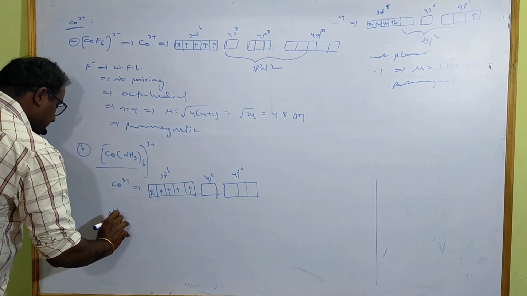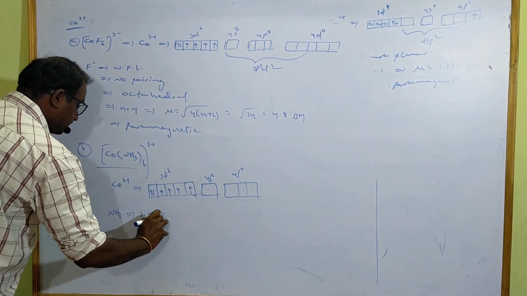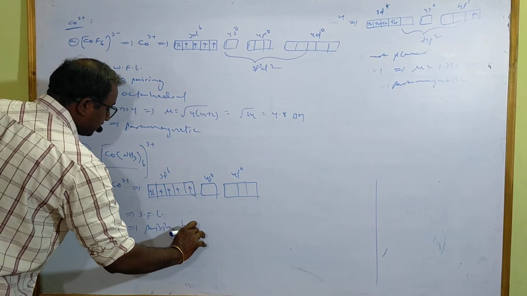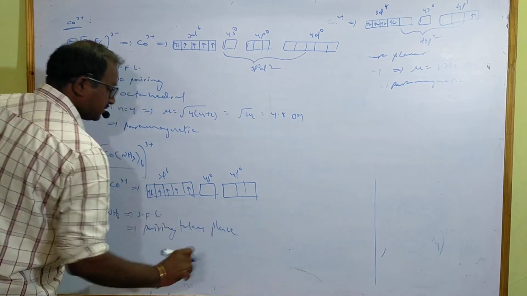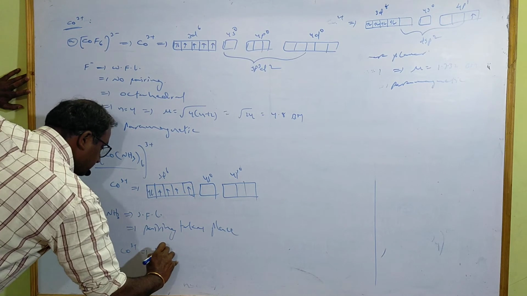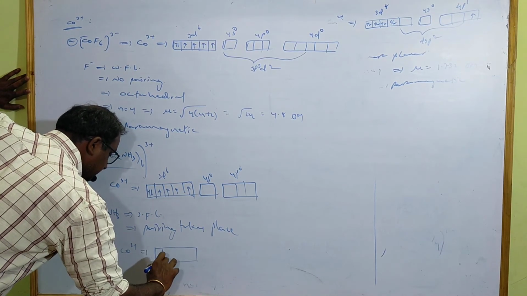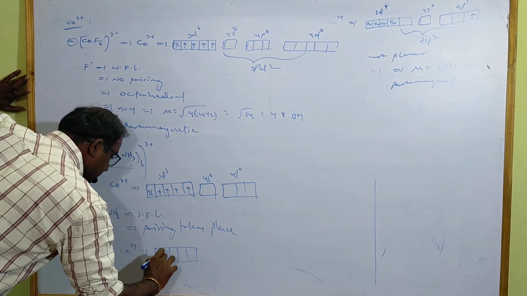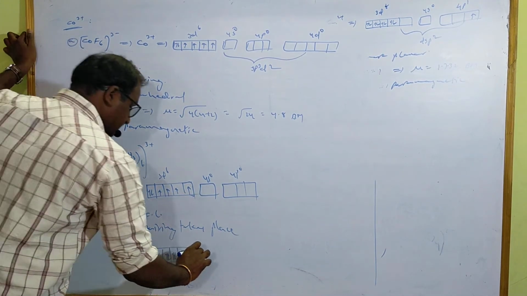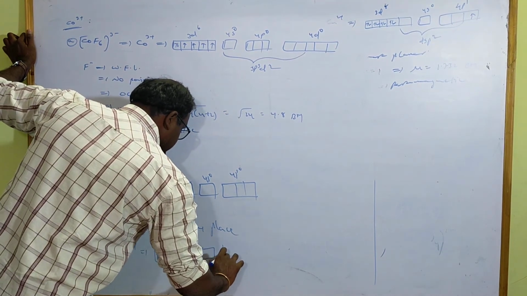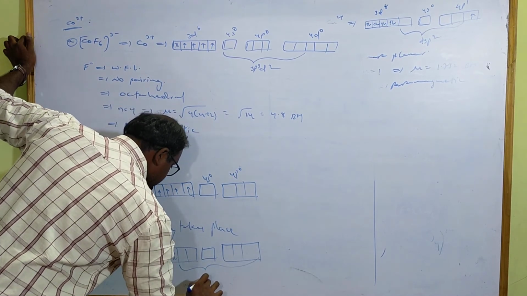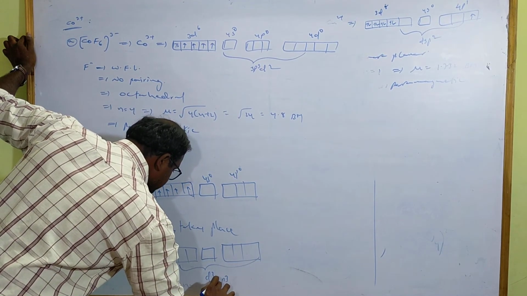Here NH3 is a strong field ligand. Damn sure pairing takes place against Hund's rule. Pairing takes place against Hund's rule. How will it take place? Co3+, pairing means electrons pairing takes place against Hund's rule. This pair already is there. We get like this 2 pairs, 2 more extra pairs. Then 4s, then 4p. It undergoes d2sp3 hybridization.